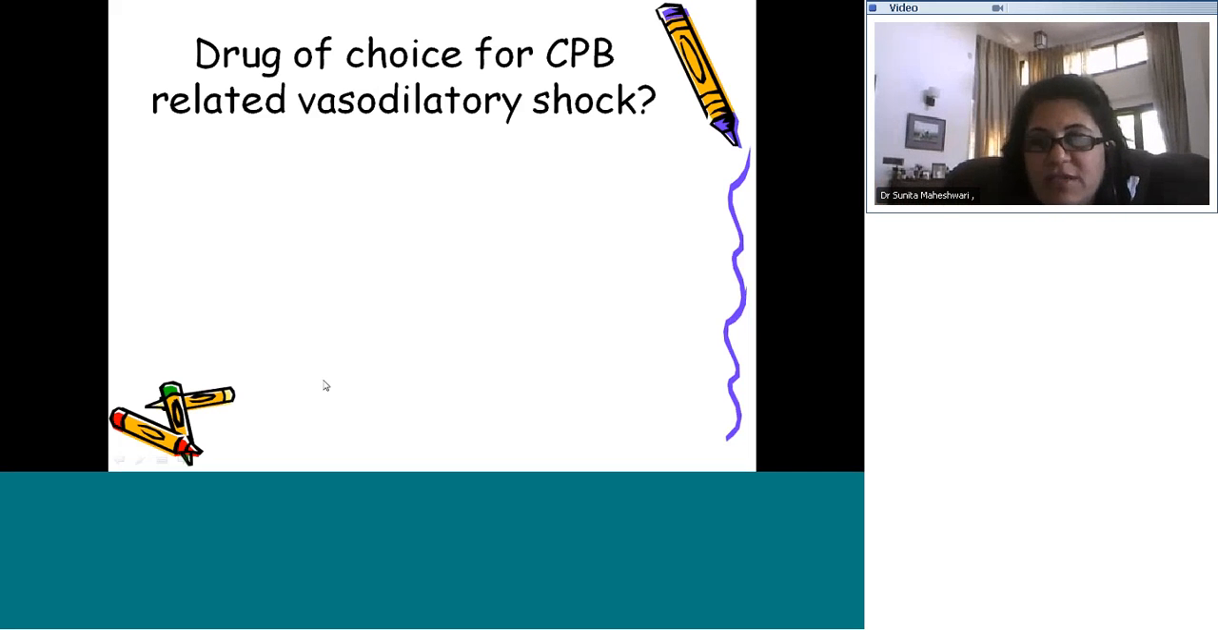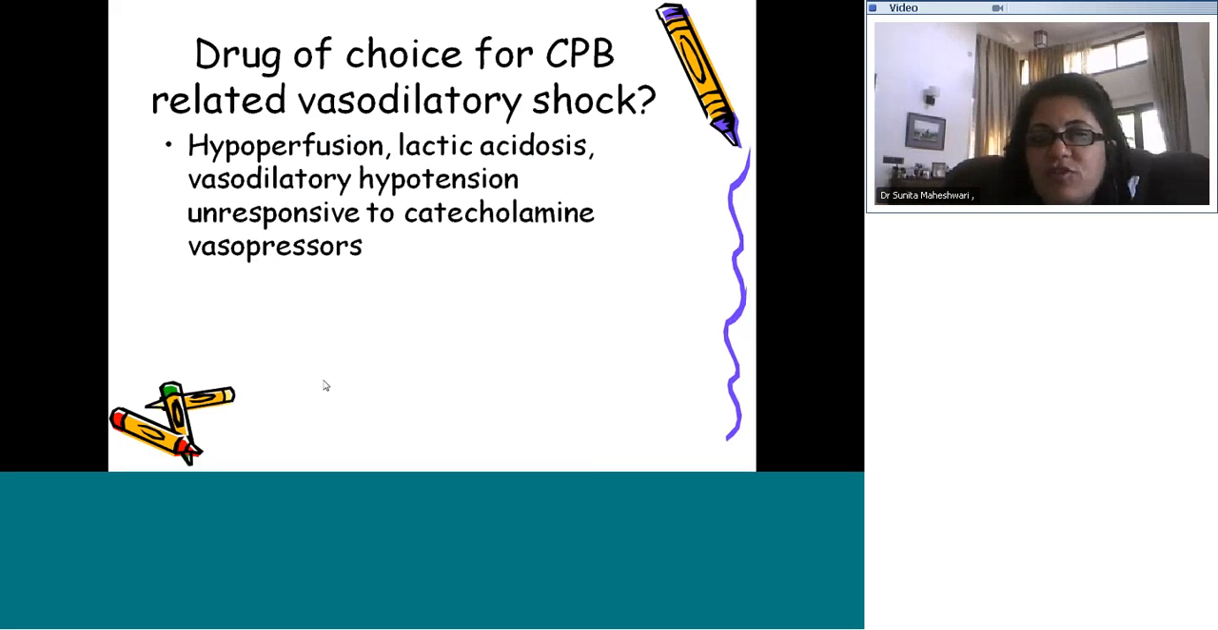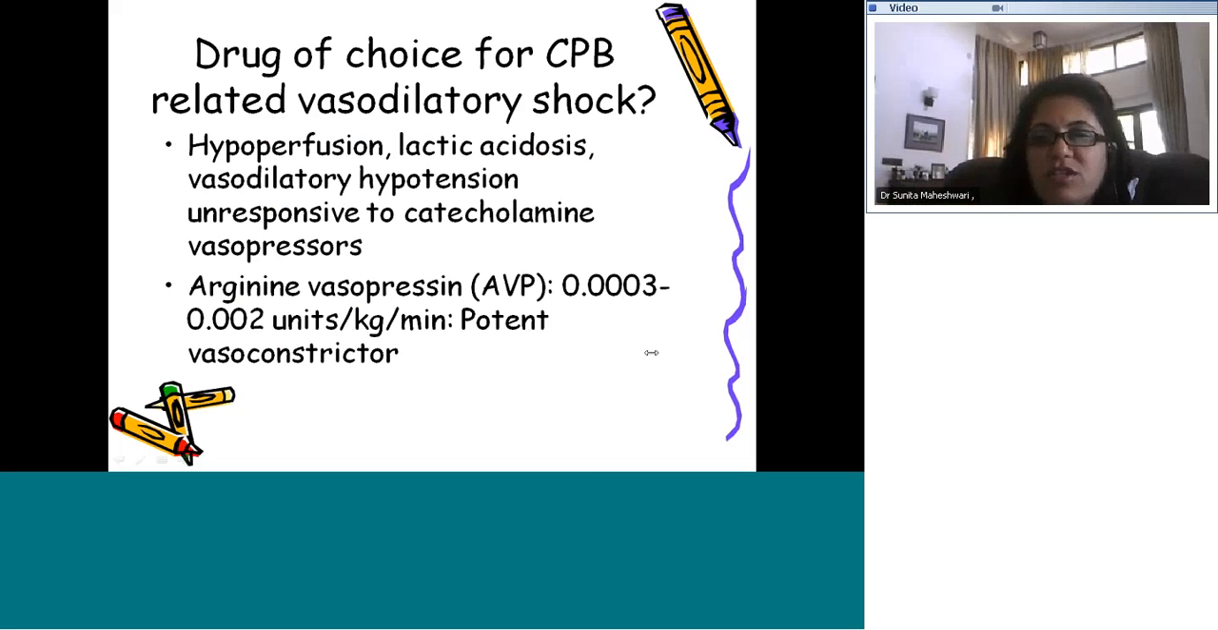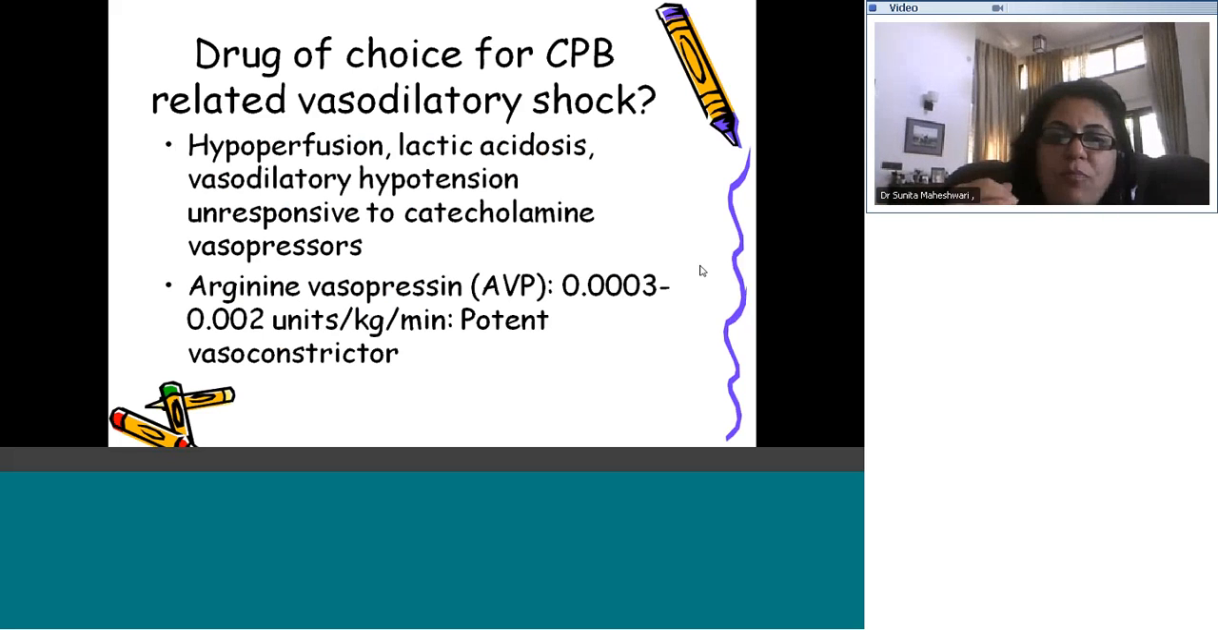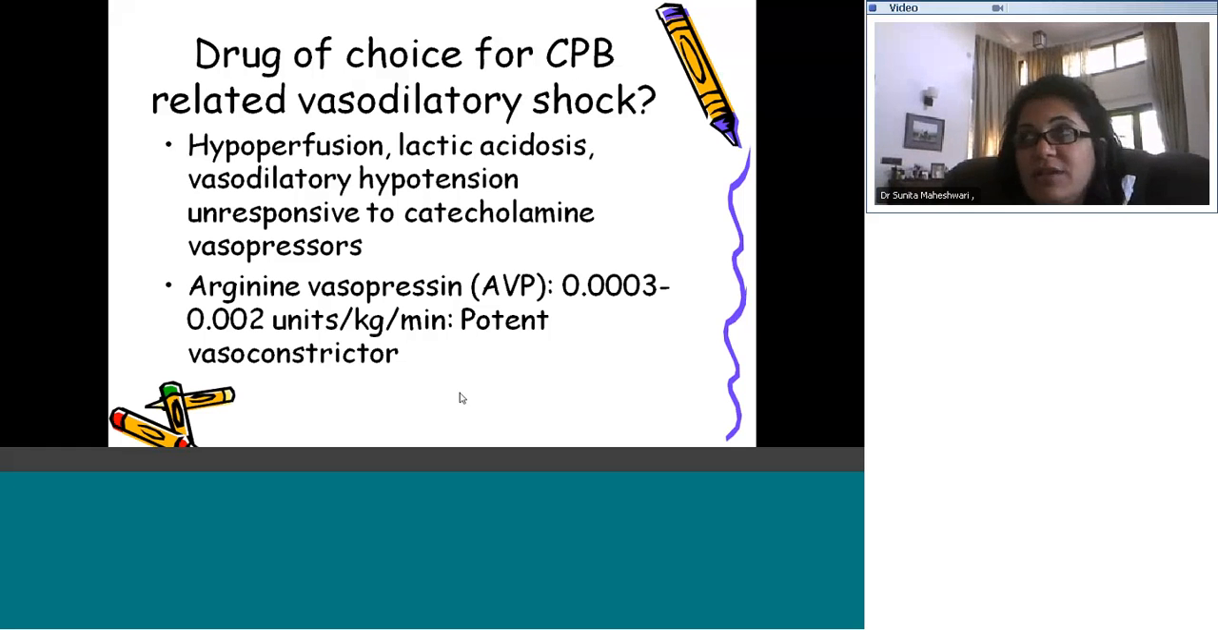If it does not respond to all your catecholamine vasopressors like adrenaline, noradrenaline, dopamine, the drug of choice is vasopressin. Important to know this because you may keep pumping with your adrenaline, noradrenaline, but he's still hypoperfused, he's got lactic acidosis, he's hypotensive and he's not responding. Please remember vasopressin is actually your drug of choice. It's a very, very potent vasoconstrictor, and it is used in vasodilating shock. Okay, all clear on this?